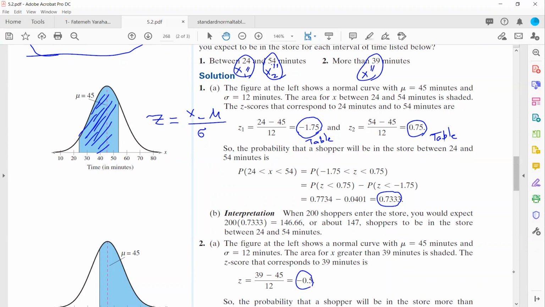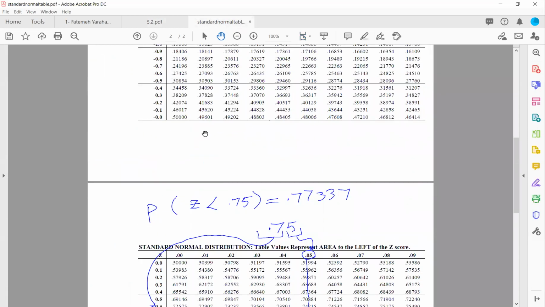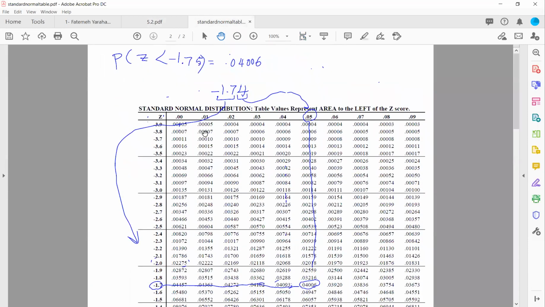Very well. Now you use the table, so you calculate your z, then you use the table. So let's take a look at the table, 0.05. It's a negative number. So let us erase these. 0.05.